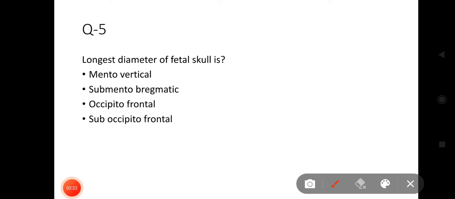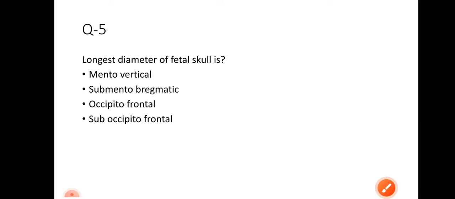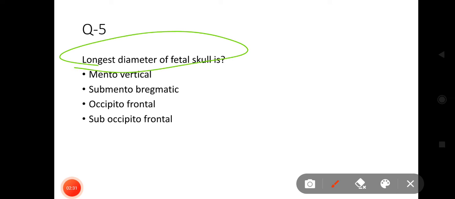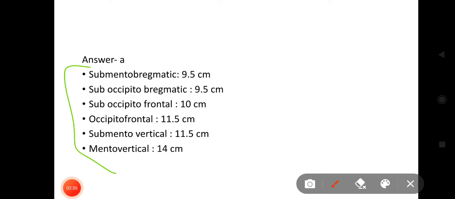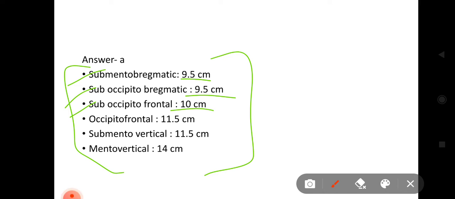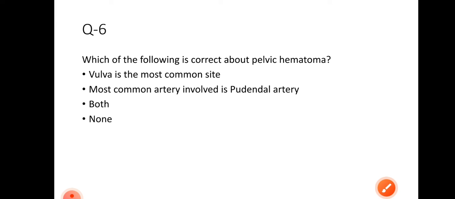Now, longest diameter of skull is mentovertical, submentobregmatic, occipitofrontal, or suboccipitofrontal. So answer is A, that is mentovertical. So longest diameter of skull is mentovertical. Now remember these diameters: submentobregmatic 9.5 cm, suboccipitobregmatic 9.5, suboccipitofrontal is 10, occipitofrontal is important 11.5, submentovertical also 11.5, and mentovertical is the longest, that is 14 cm.